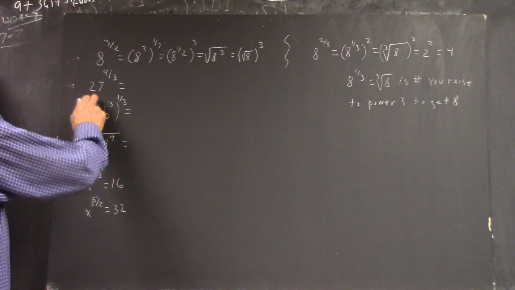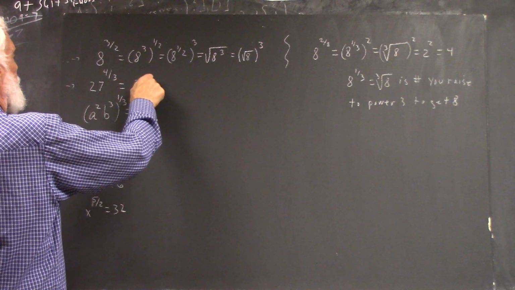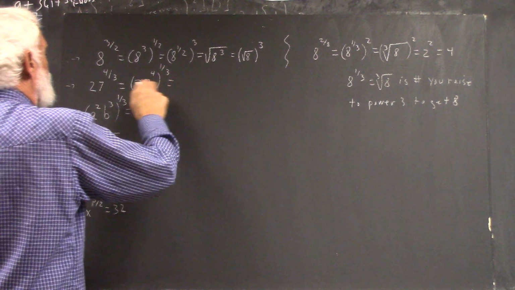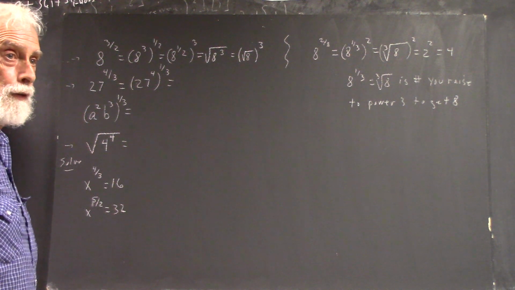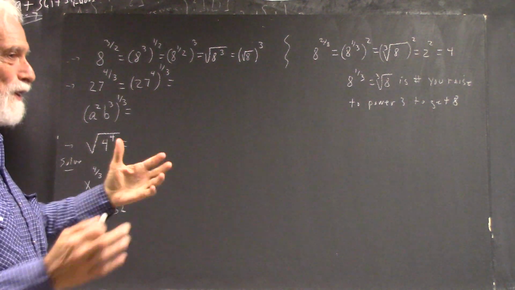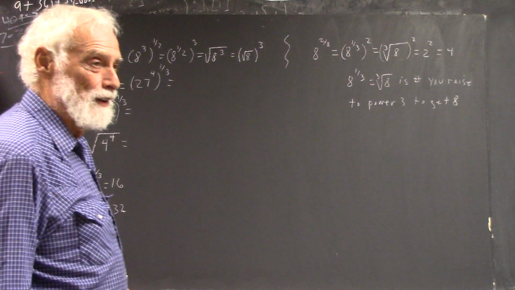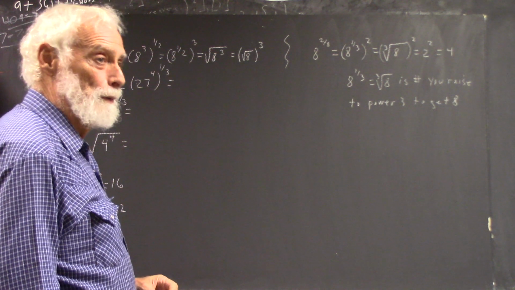Okay? 27 to the 4/3 is 27 to the 4th to the 1/3. You want to try calculating that? What's 27 to the 4th? Quick. You don't know your 4th powers. Okay. Well, not many people can do 27 to the 4th in their head, and even fewer people will remember what the result is.